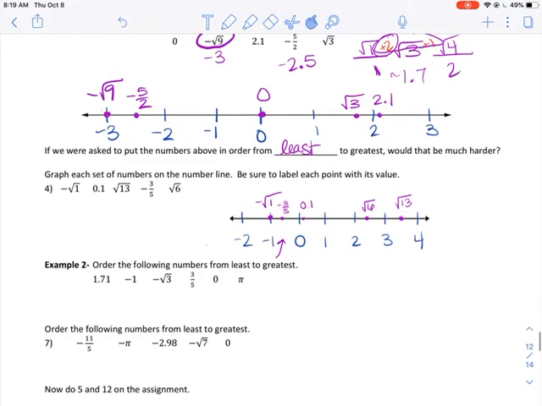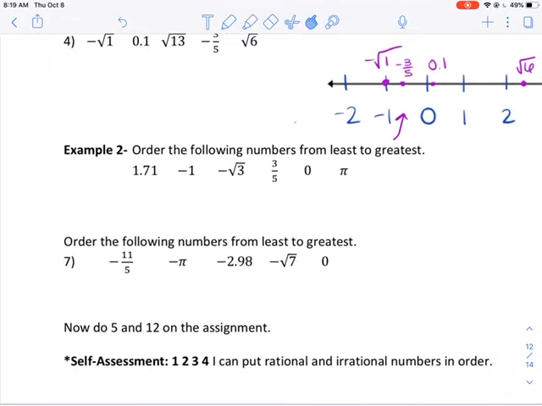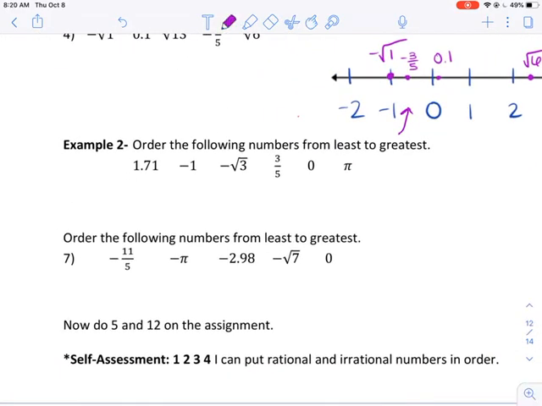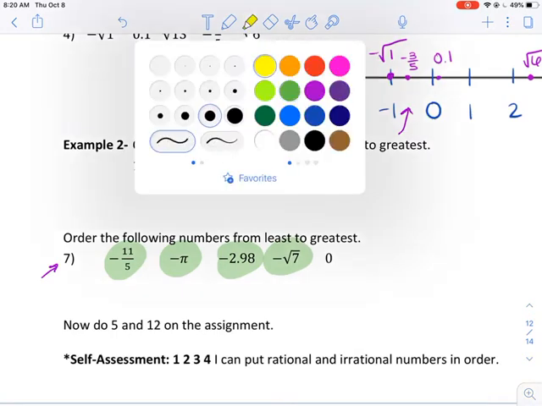Okay, we're going to go ahead and order these from least to greatest. And I'm going to do the number 7 because it's actually a little harder than the one above. So I'll do the one on the bottom and you'll do the one above. When we do these, it's nice to take a second to acknowledge which ones are negative and which ones are positive. So this one's negative, this one's negative, this one's negative, this one's negative. We don't have any positives, but we do have a 0.